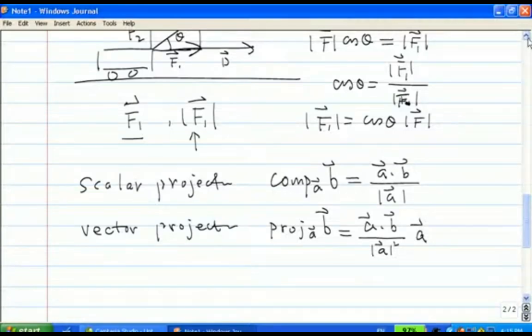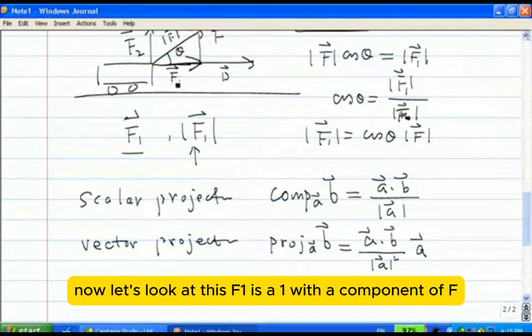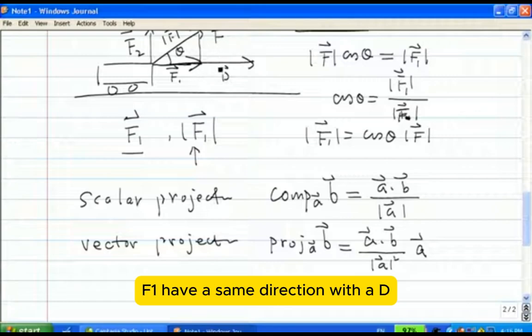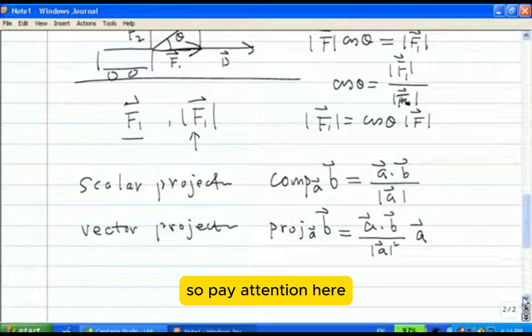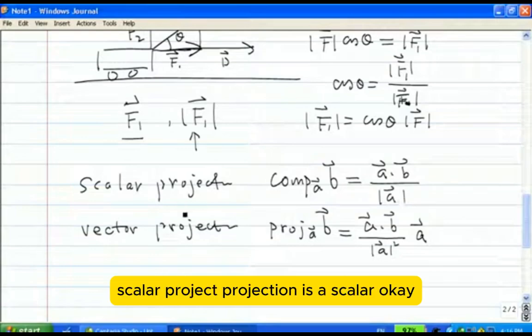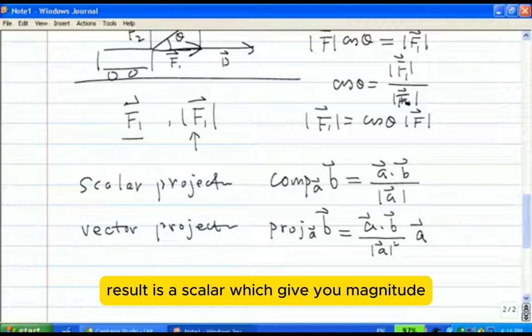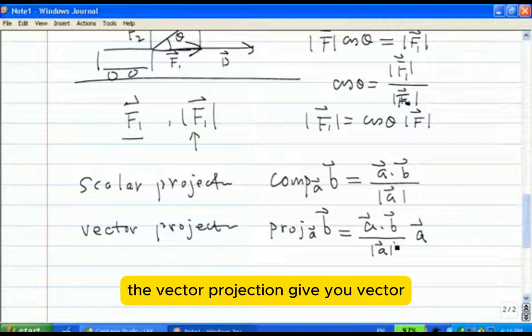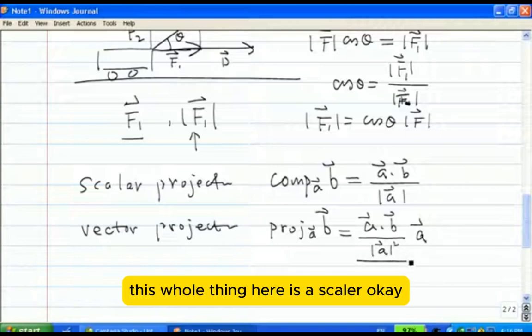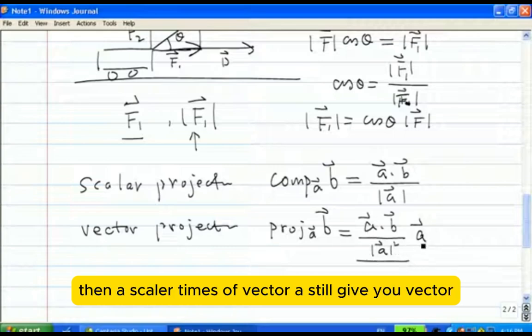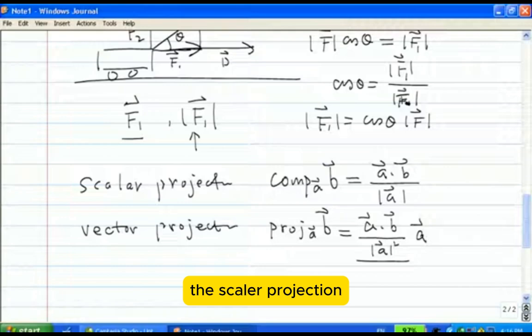So now let's look at this. F1 is one of the components of F. F1 has the same direction as D. So pay attention here. The scalar projection is a scalar. The result is a scalar, which gives you magnitude. The vector projection gives you a vector. This whole thing here is a scalar, and then a scalar times a vector A still gives you a vector.